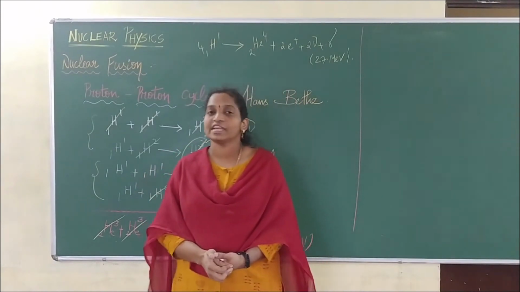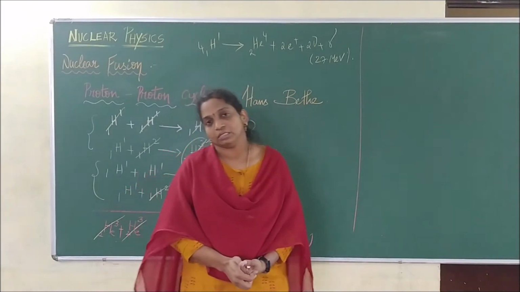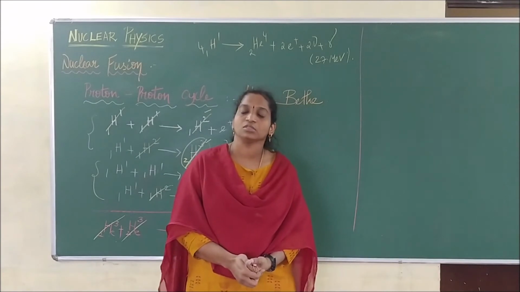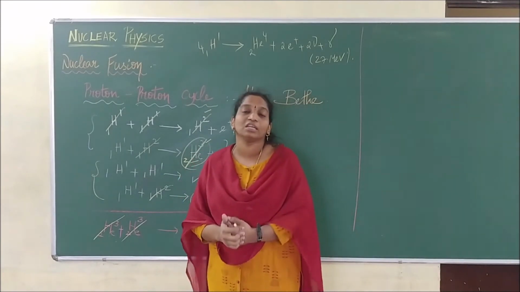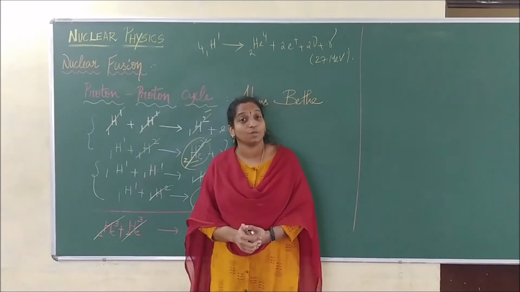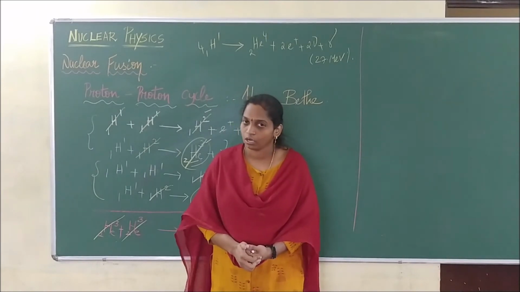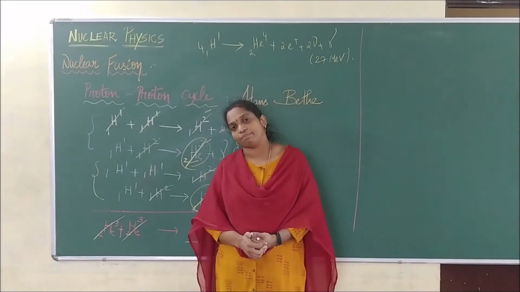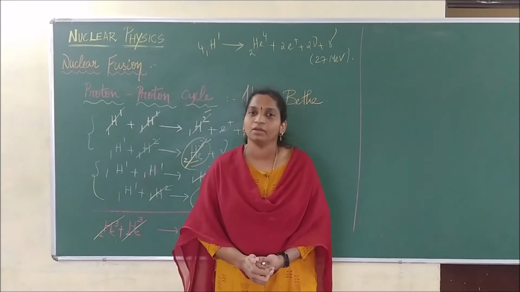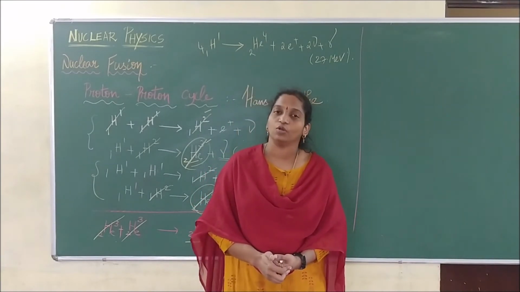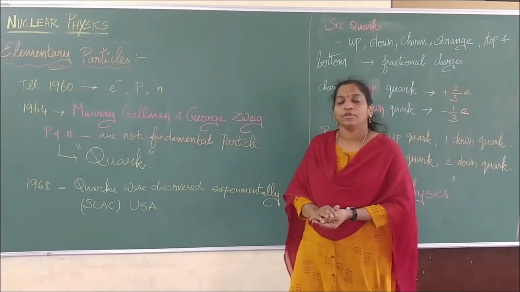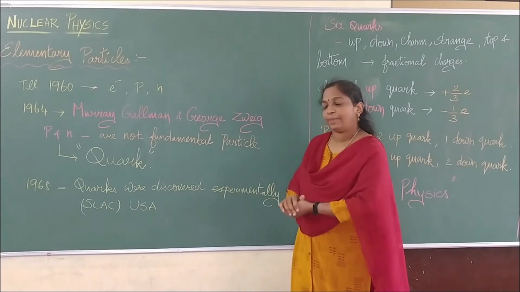Now we go for the study about what? Elementary particles. What do I mean by elementary particles? Till now we know about the 3 types of elementary particles present in our atom. What are they? Electron, proton, and neutron. But apart from that, there are more elementary particles present, and we are going to study them. We are going to learn about the elementary particles.